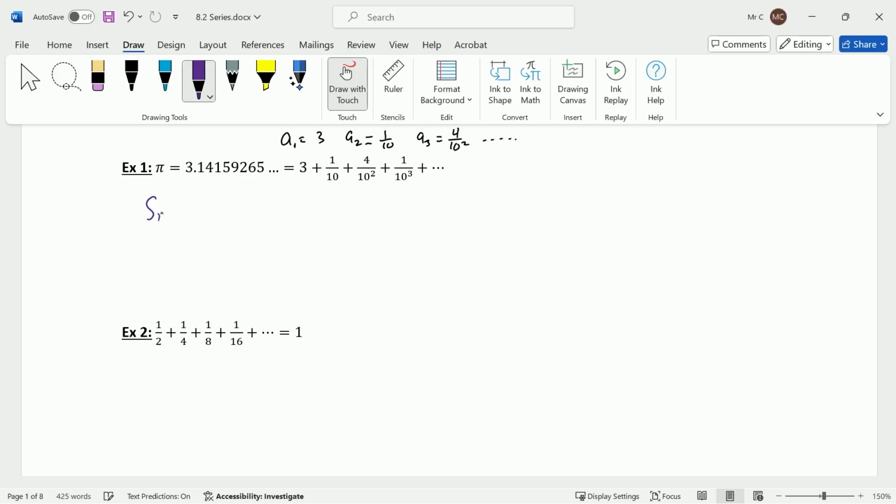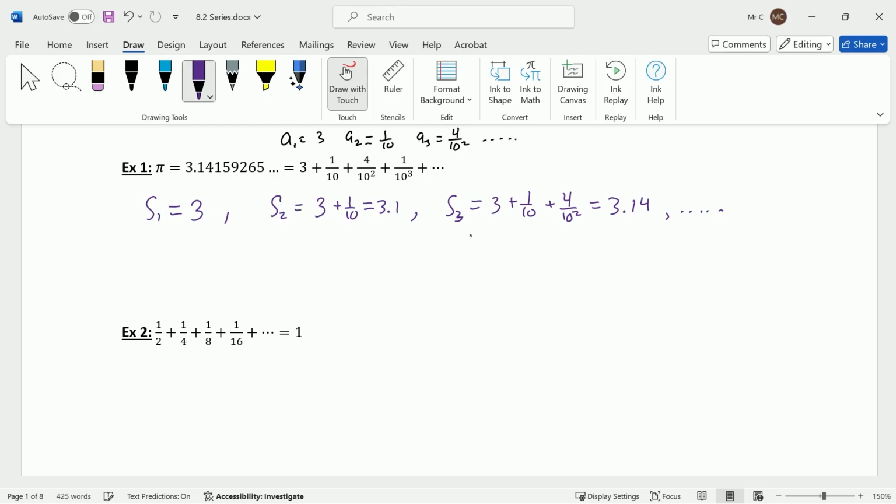So if I look at the first partial sum, that means just add the first term by itself. And the second partial sum is 3 plus 1/10, and of course that's 3.1. And the third partial sum is 3 plus 1/10 plus 4 over 10 squared, which is 3.14. And so forth and so on, right? So these are the partial sums for different n values.